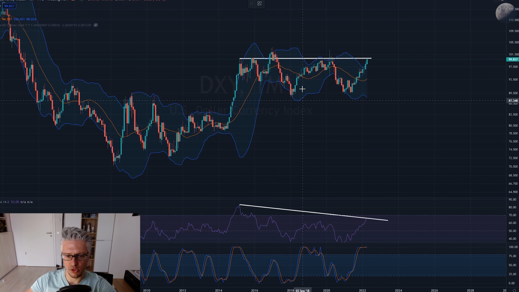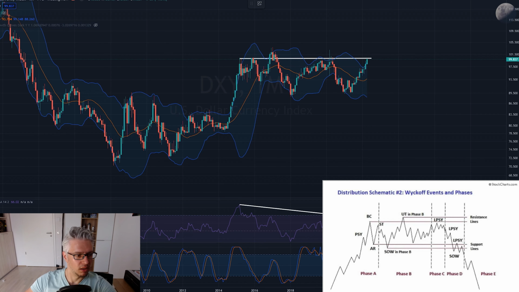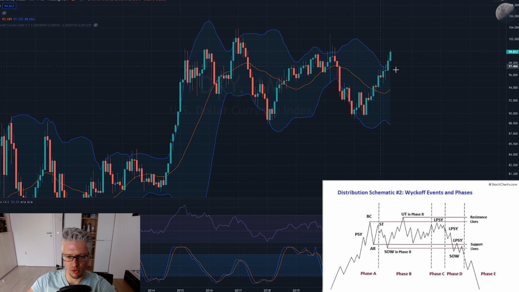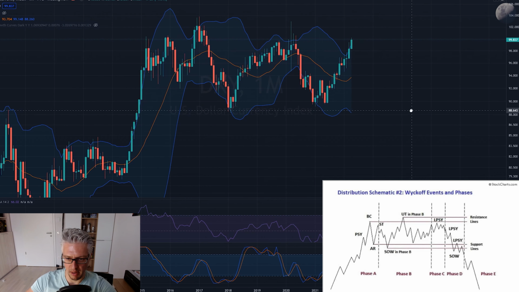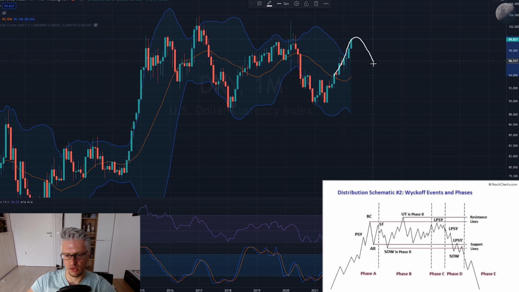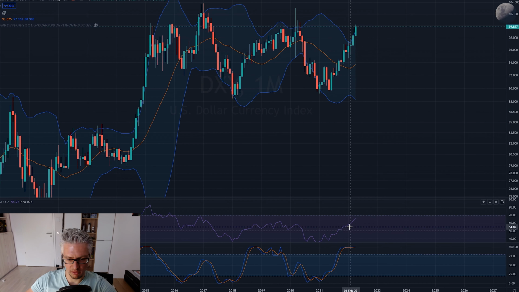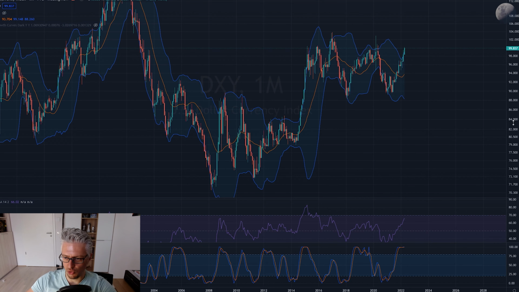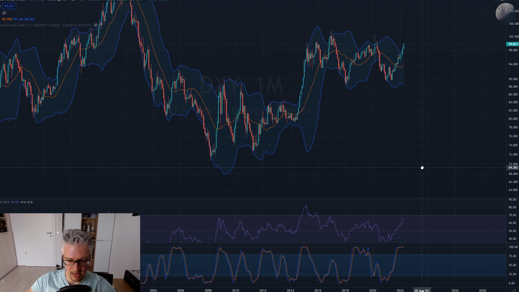Also, this whole structure here is looking to me like a Wyckoff distribution pattern. Look at this here. This whole thing here is looking like a Wyckoff distribution pattern, and now it's making the last attempt here, and suddenly it will break down. Also, apart from the RSI, the stochastic RSI is speaking volumes. It's speaking volumes that we are super overbought. We are just crazy overbought.